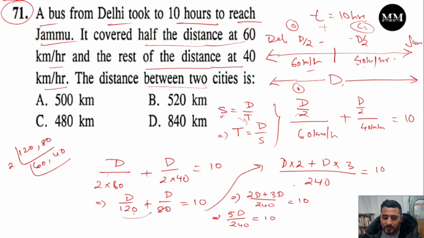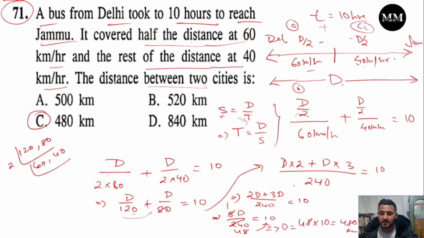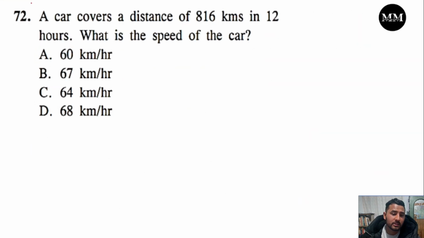So when you cancel this, 5 ones are 5, 5 fours are 20, 5 eights are 40. So remaining, D will be equal to 48 into 10, which is 480. So 480 kilometers. Total distance is 480 kilometers. So for question number 71, the answer is option C. Let's go to the next question.